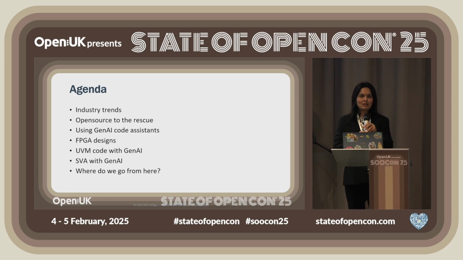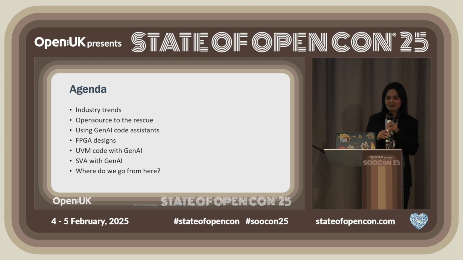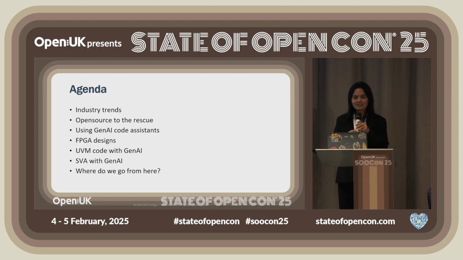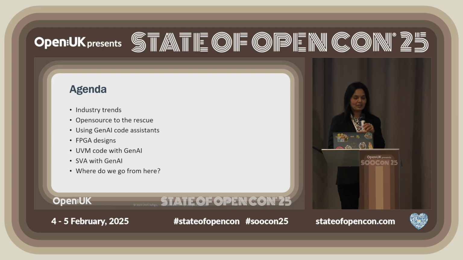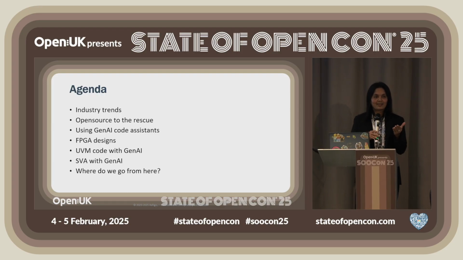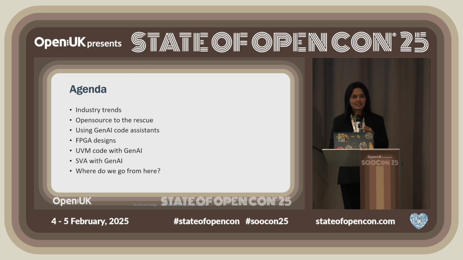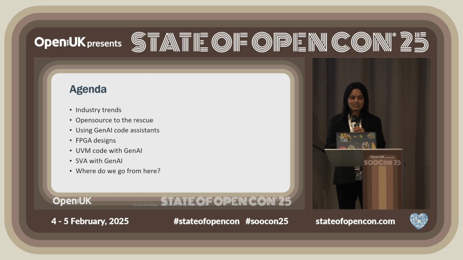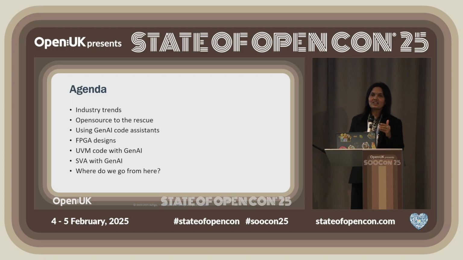When it comes to chip development, there are a couple of segments that are very critical, depending on the application and the domain you are operating in. One is FPGA designs. You don't always want to go for an ASIC. There are industry segments that are useful for FPGA designs, and we'll see how GenAI is useful in addressing that market.